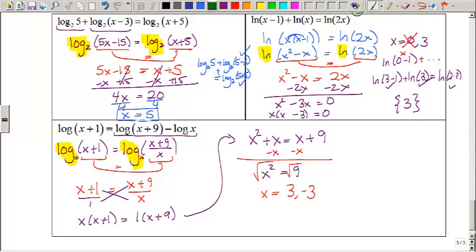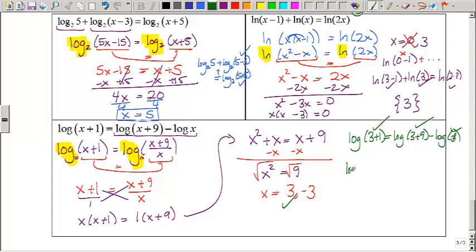Before I can say that these are my two answers, I have to check my work. And the only reason I have to check my work is to make sure the arguments are not 0 or negative. So when I plug in, we'll start with 3. 3 plus 1 is positive, that's good, equals log of 3 plus 9. 3 plus 9 is 12, that's positive, minus log of 3. 3 is positive. Notice I'm only checking the arguments, or the thing inside the parentheses with the log. So 3 looks like it's a good solution.